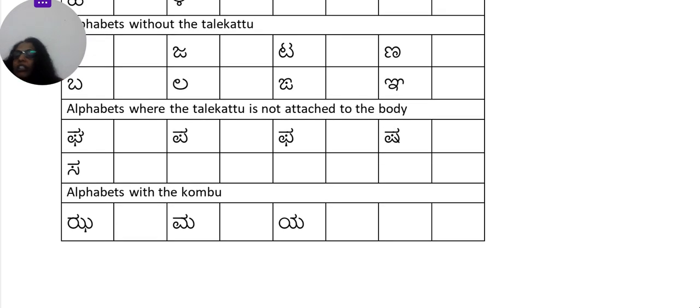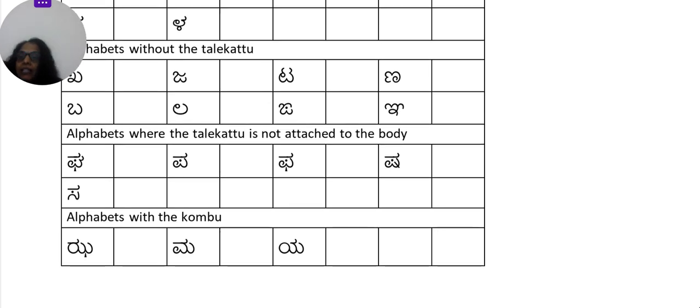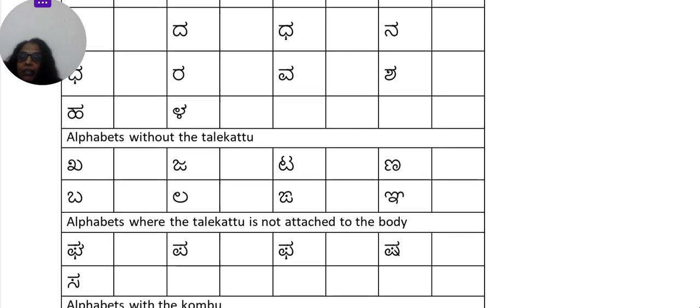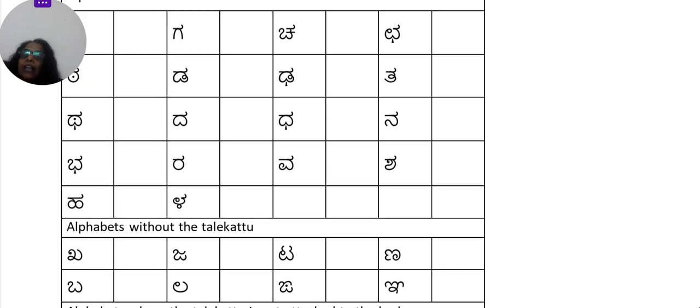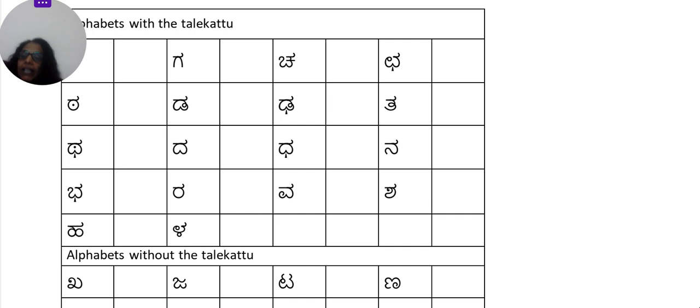And then there are alphabets with kombu, because the way the symbols are applied on these alphabets differs. To make the learning process easy, I have split these alphabets. These are all the consonants, but they are split under different headings, mainly into 4 different parts: alphabets with talekattu, alphabets without talekattu, alphabets where the talekattu is separated, and alphabets which have kombu. So the process of learning and applying the symbols becomes very easy.